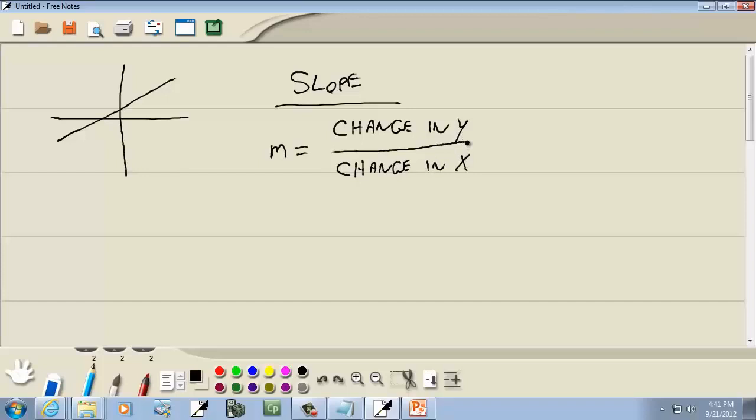Now, some instructors will teach us as rise and run and so forth. I don't like that form. I like this better.